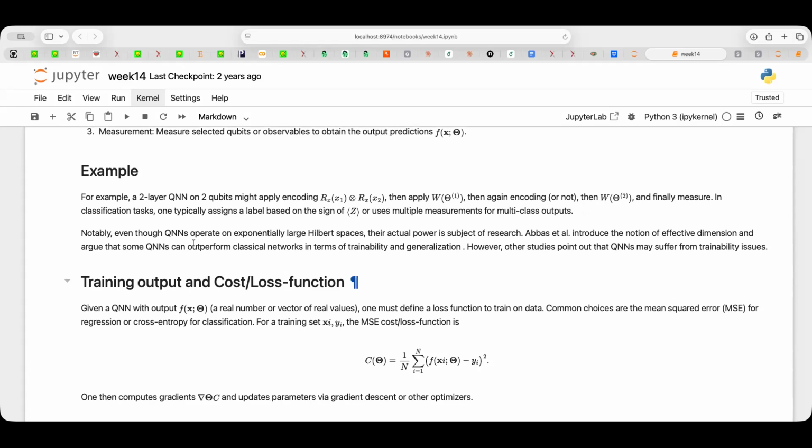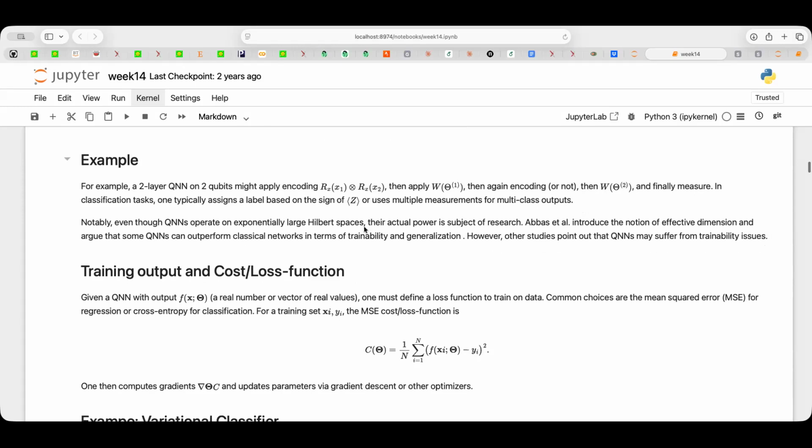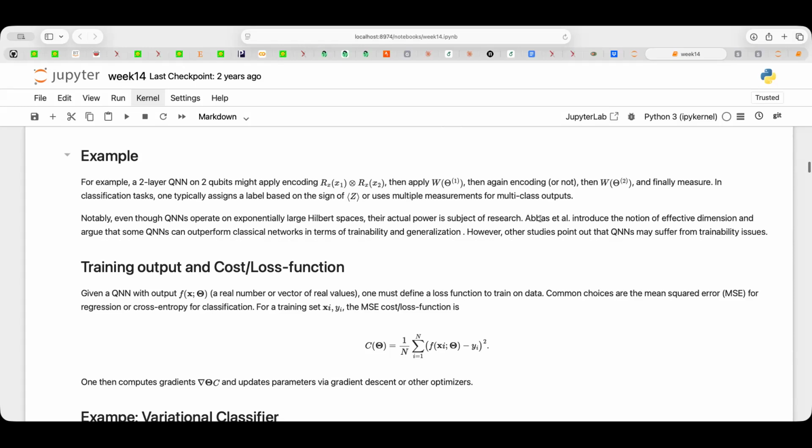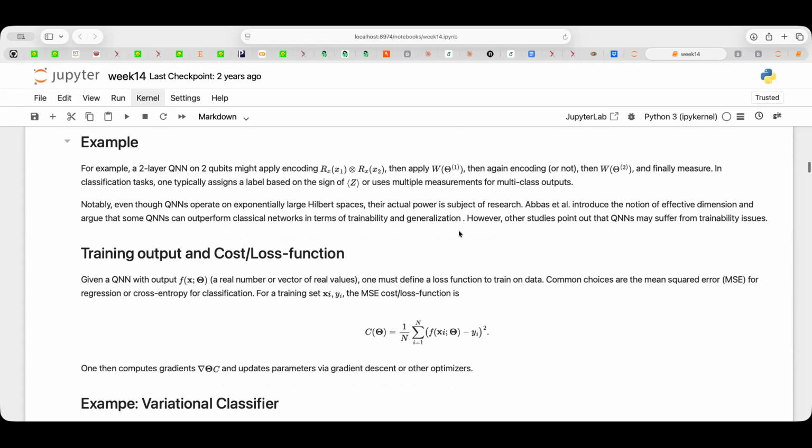So even though the QNNs operate on exponentially large Hilbert spaces, their actual power is a subject of research. There's a list of references at the end of the file, with a reference to Abbas, who introduced a notion of effective dimension and argued that some QNNs can outperform classical networks in terms of trainability and generalization. However, most of the quantum machine learning algorithms nowadays don't show what we might call a clear quantum advantage.